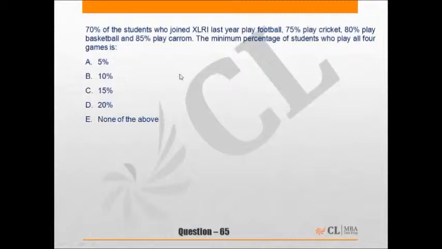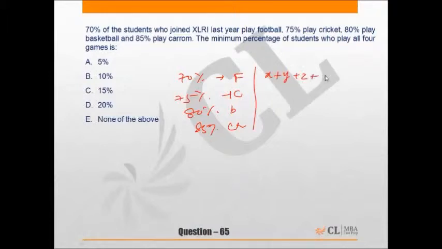We know that 70% of students in XAT play football, 75% play cricket, 80% play basketball, and 85% play carom. And we have to minimize the number of students who play all the four games. Let the number of students who play none of the games be X, exactly one game be Y, exactly two games be Z, exactly three games be A, and all the four games be B, and it has to be equal to 100%.